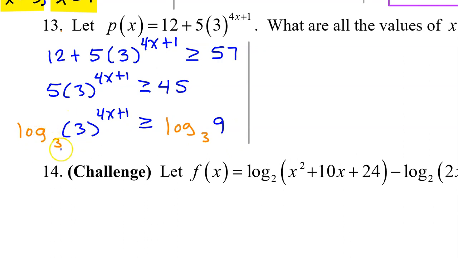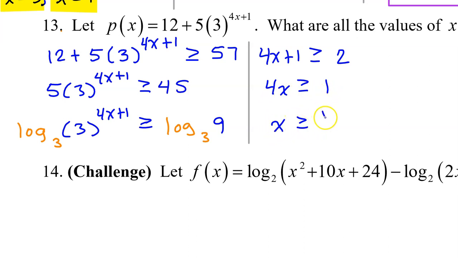On the left side, the log base 3 and the base 3 cancel each other out, leaving behind 4x plus 1. So we have 4x plus 1 is greater than or equal to, and then the log base 3 of 9 has a value of 2, because 3 to the second power is 9. Subtracting 1 from both sides gives us 4x is greater than or equal to 1. And dividing both sides by 4 gives us x is greater than or equal to 1/4. And that's the answer.